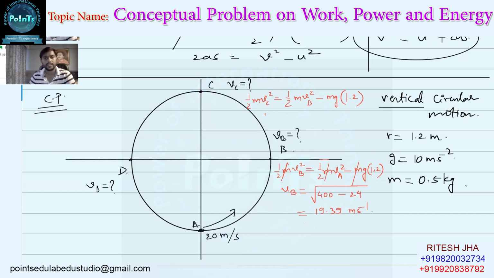Okay, same way you can actually get VC, that is equal to the square root of VB square, that is 376 minus 24 again, and that will be equal to 352. Under root 352, so that is 18 point something. Root 352 is 18.76. 18.76 meters per second. Okay.